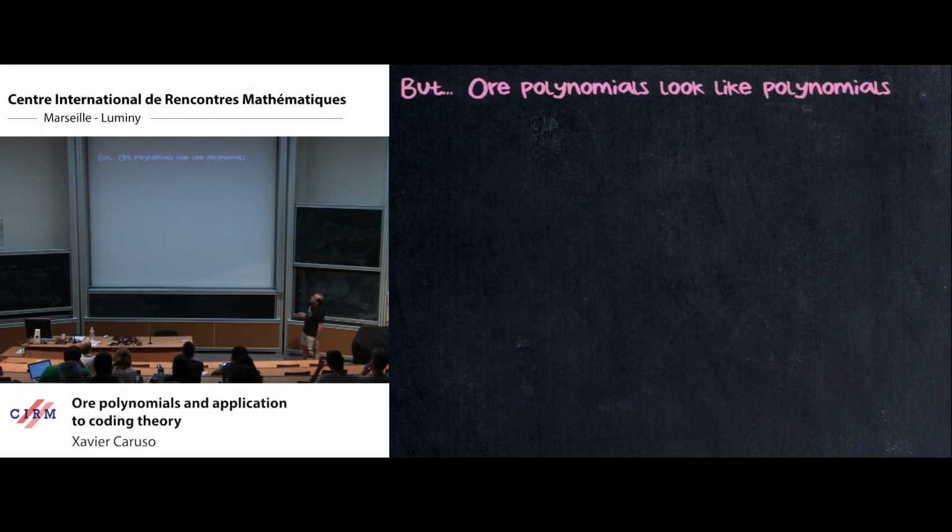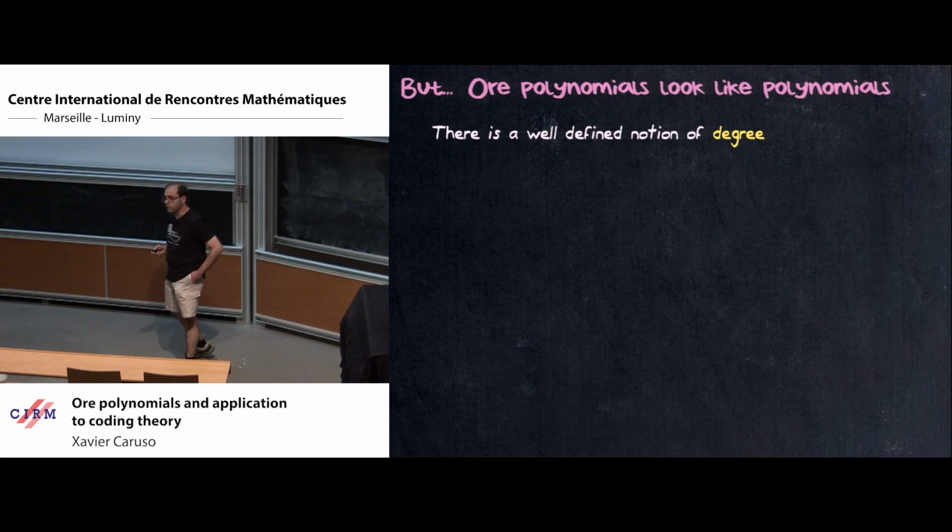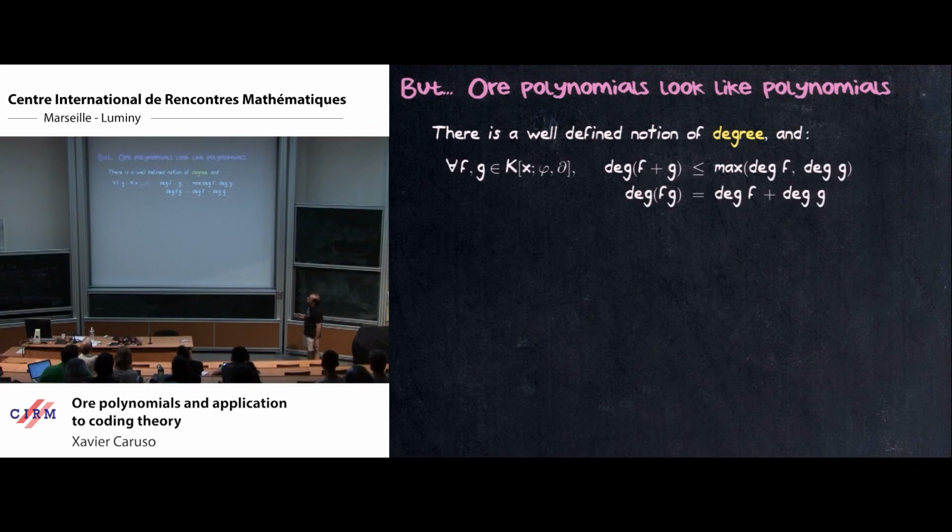But in any case, our polynomials look like usual polynomials. They share several features with usual polynomials. For instance, the first thing is that we have a well-defined notion of degree on Ore polynomials. That is the usual standard degree, and this degree behaves as we expect. So if you have two Ore polynomials f and g, then the degree of the sum is at most the maximum of the degrees of the summands, and the degree of the product is the sum of the degrees of the terms, as you can imagine.